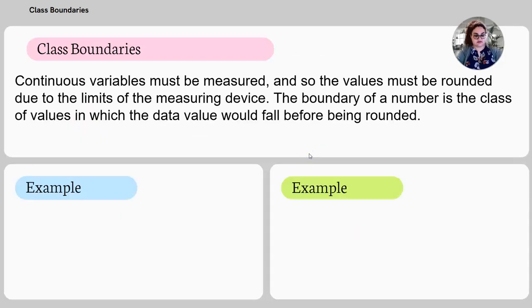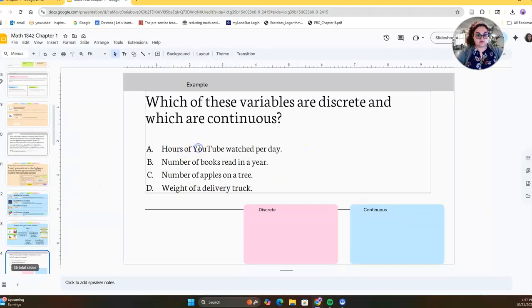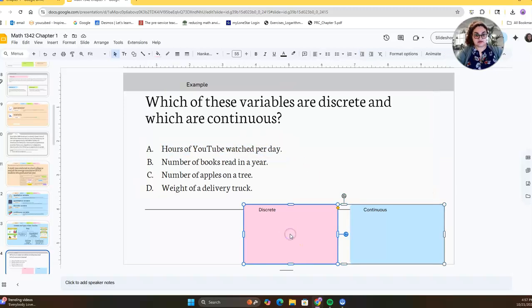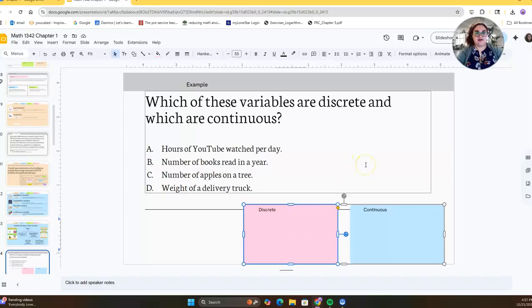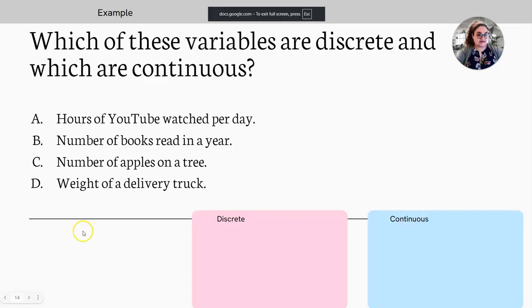Let's see how we do this again. So if we were going to do this, I'll just put letters over here. So A and D, hours and weight, are continuous, and B and C, numbers of something, are discrete.